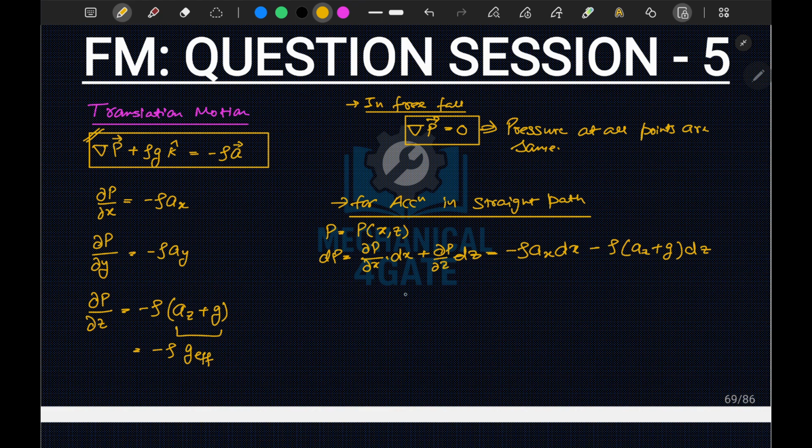Now from here, if we calculate the slope, we write tan theta, that is the slope, is equal to minus ax upon az plus g. This is also the slope of your isobar. Now if the acceleration in x direction is equal to 0, the surface will always remain horizontal, and if the acceleration in x direction is not equal to 0, it will always form a slant surface.